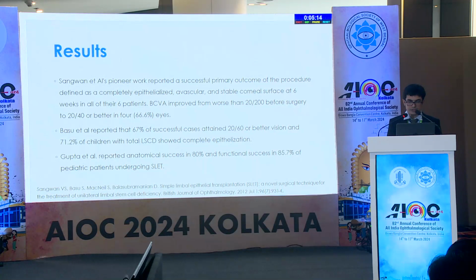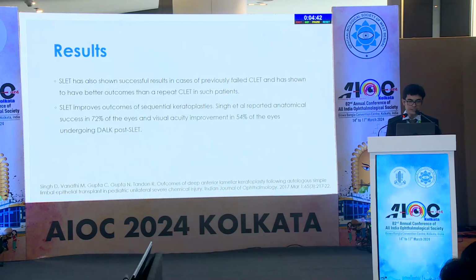Sangwan et al., in their pioneer work, reported successful primary outcome, defined as completely epithelialized, avascular, and stable corneal surface at 6 weeks in all 6 patients. Best corrected visual acuity improved to 20/40 or better in 4 eyes. Basu et al. reported 2/3 of successful cases attained 20/60 or better vision, and over 70% of children showed complete epithelialization. And Gupta et al. reported anatomical success in 80% and functional success in 85% of patients.